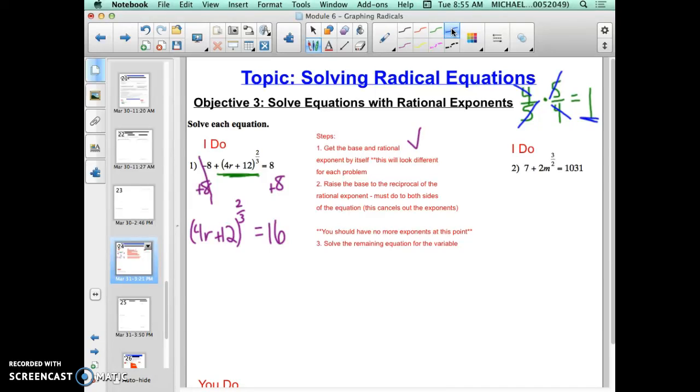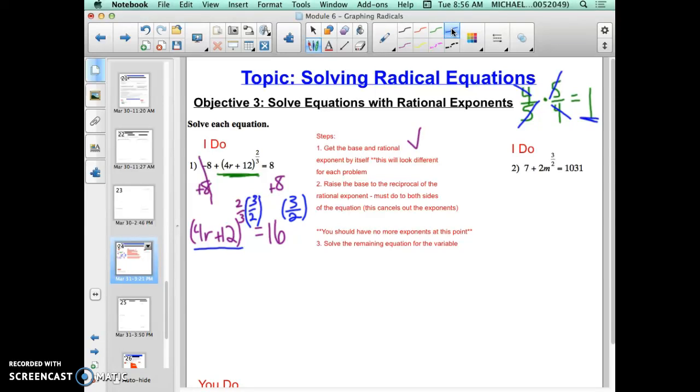This base over here is trapped underneath the power of 2 over 3. So I have to raise this base, I'm going to put it in parentheses, to the power's reciprocal. So in this case, it's 2 over 3. I need to raise it to 3 over 2. And when I raise it, the powers multiply on each other, all right? And whatever I do to one side, I have to do to the other.